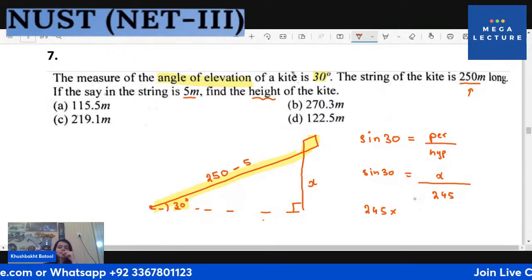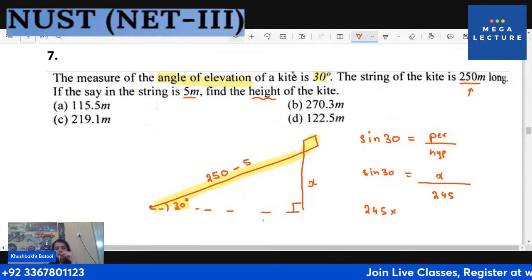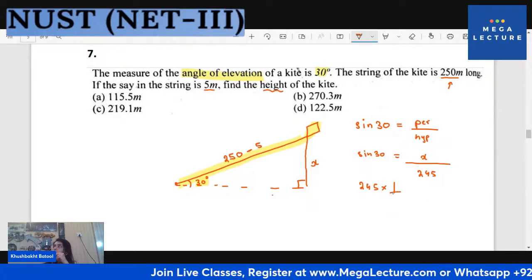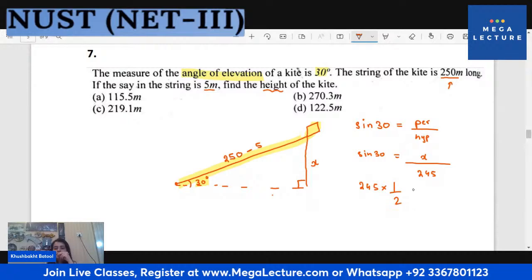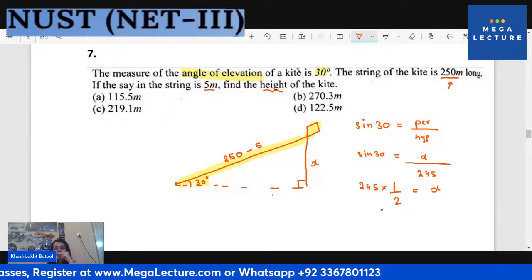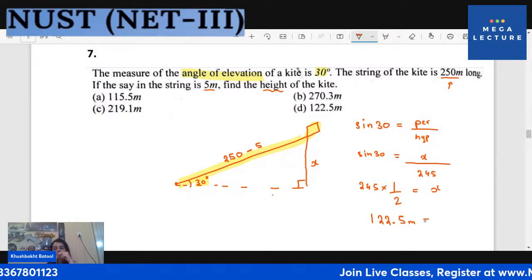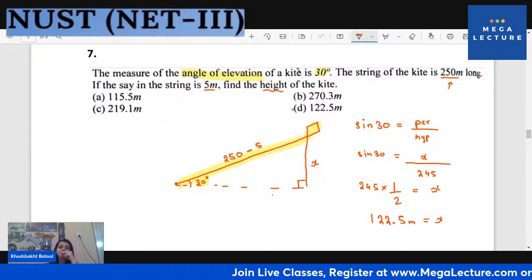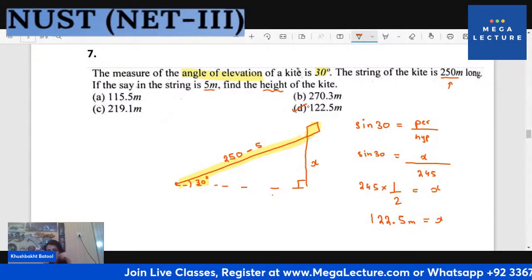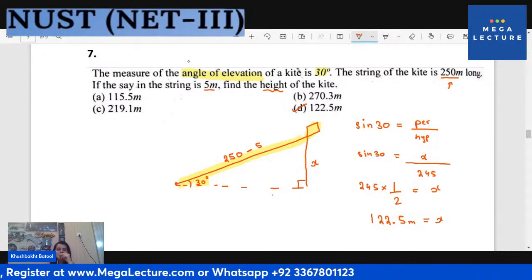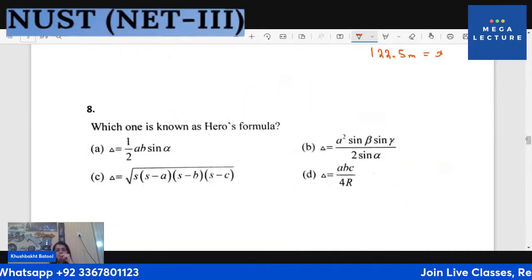Okay, so 245 multiplied by sine 30, which is 1 by 2. So it is going to be the height, and the half of 245 is 122.5 meters. So this would be the height. So the answer is going to be D in this case. Okay. So these questions are simple. They're a bit logical. You need to use your concepts and you would be able to solve all of them, inshallah. Okay, let's talk about the next question.